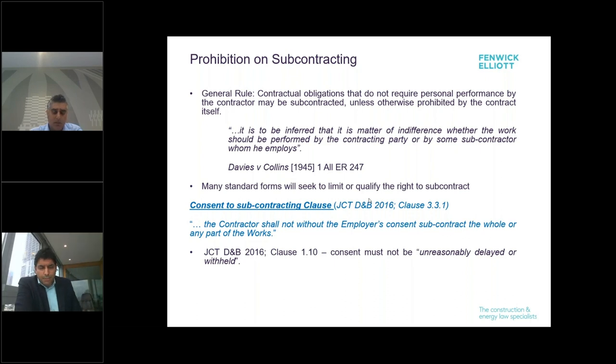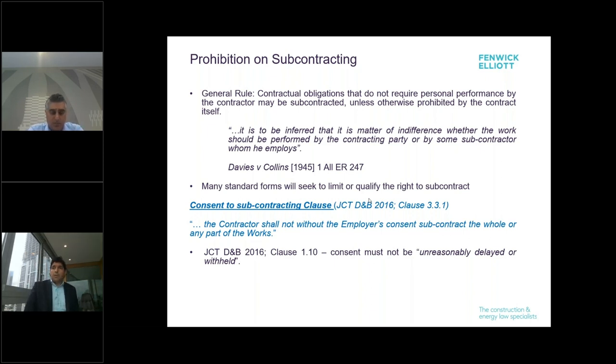I've just swiped a clause from the JCT, which in my experience a lot of contractors overlook or are caught out by when they actually have it enforced on them. If you have a look at the standard provisions of the JCT, the contractor shall not, without the employer's consent, subcontract the whole of the works or any part of the works. Now, that's quite onerous. Any element of subcontracting, you need to seek the consent of the employer.